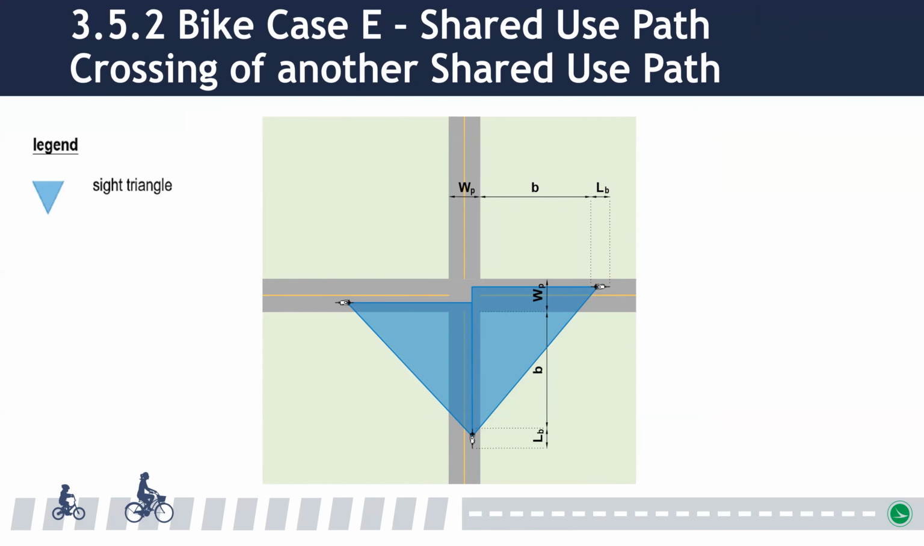If a shared use path intersects another shared use path and the intersection is uncontrolled, sight triangles similar to the yield condition described in bike case E above should be provided. However, both legs of the sight triangle should be based on the stopping sight distance of each shared use path user. Where clear sight lines cannot be provided, it will be necessary to provide some traffic control to communicate the right-of-way.